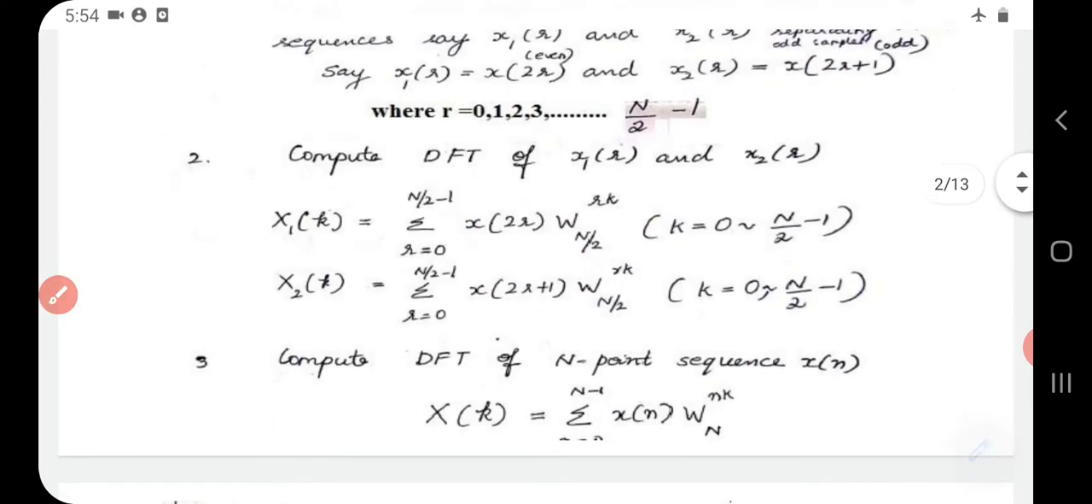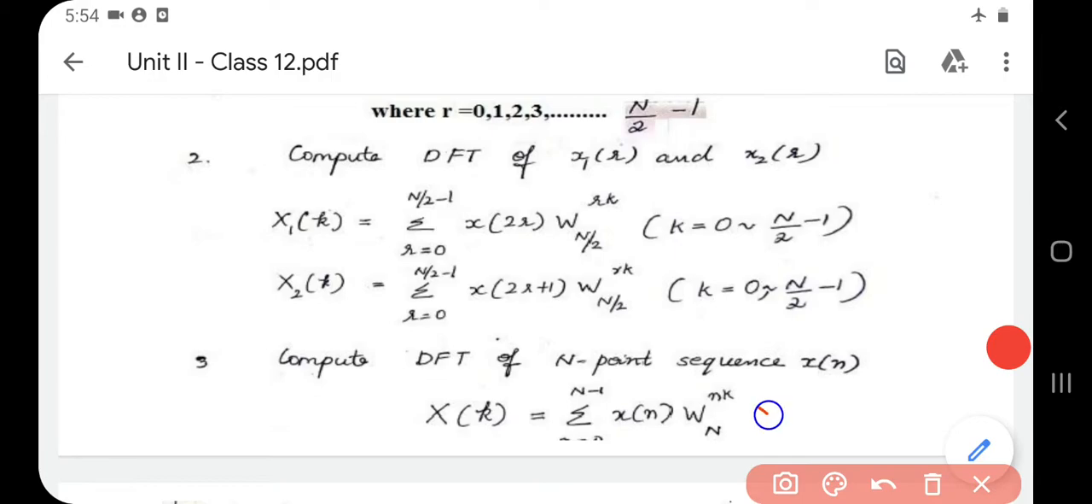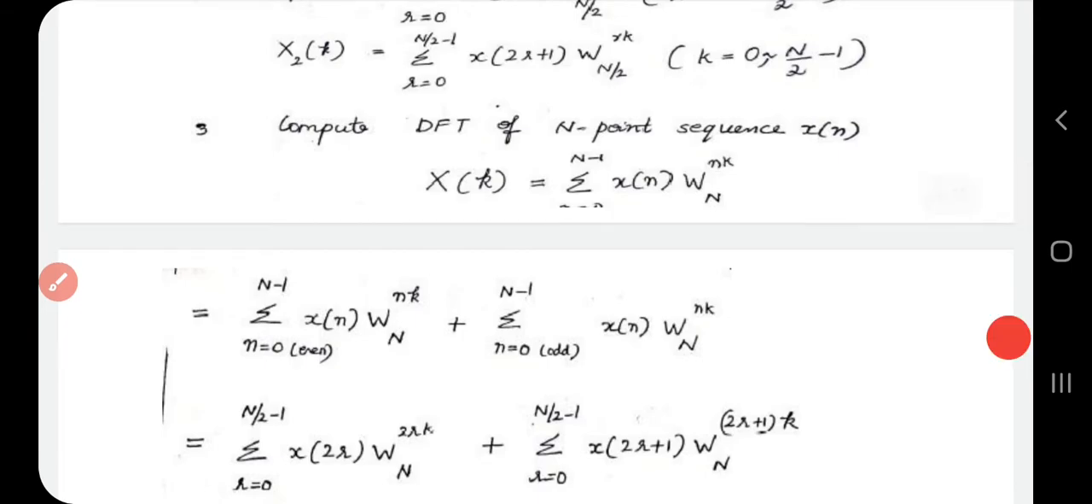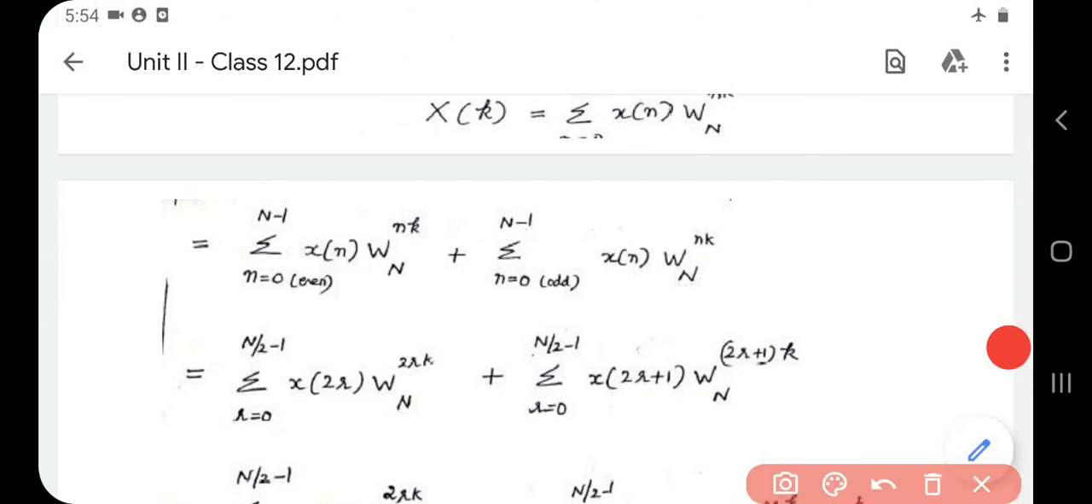Then after that you are individually calculating the DFTs of the even component x1 of r and the odd component x2 of r, and after that you are computing the DFT of the whole N point sequence, say x of n, which is given by the usual representation we already studied. So these are the three steps involved, and now you are computing in detail the DFT of the original sequence x of n. Let us begin with this one.